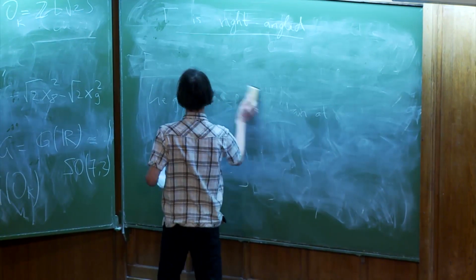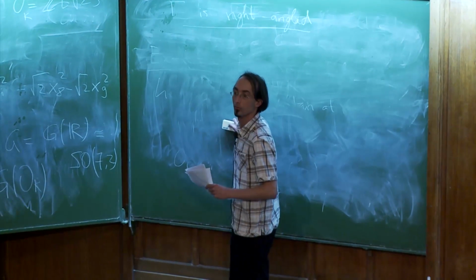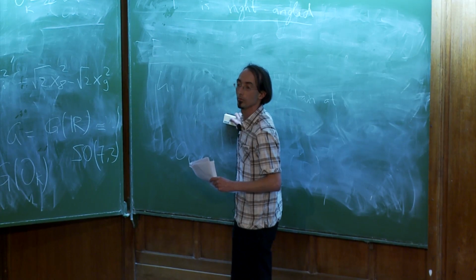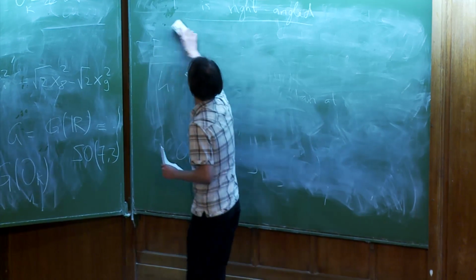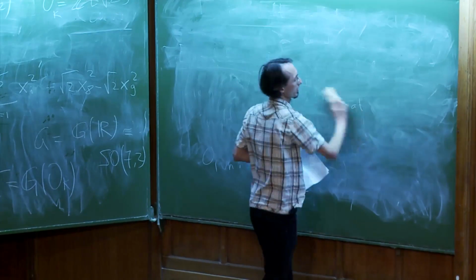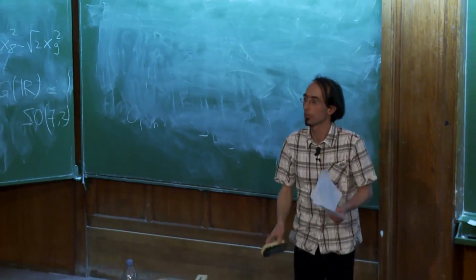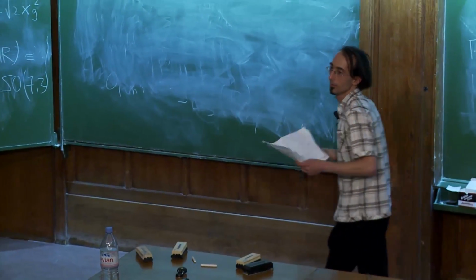Finite index subgroup of right-angled lattice. A finite index subgroup of a right-angled lattice is not necessarily right-angled, right? Probably it won't be. I don't have a proof that it is going to be.